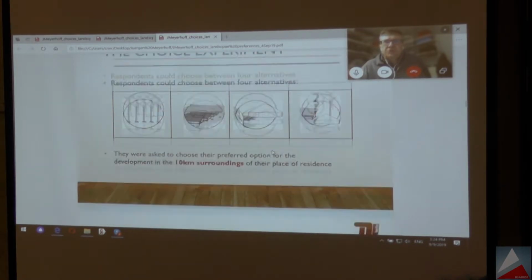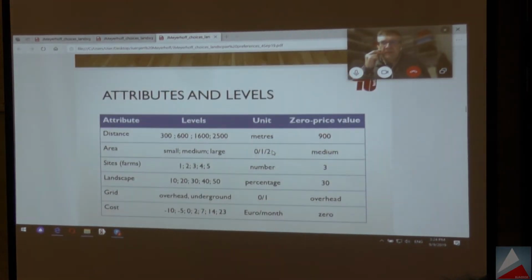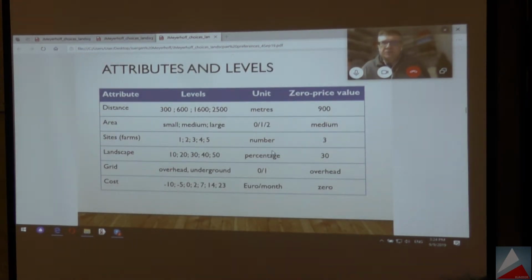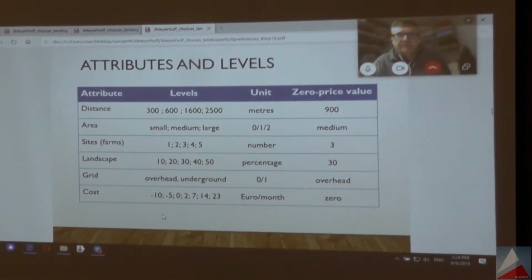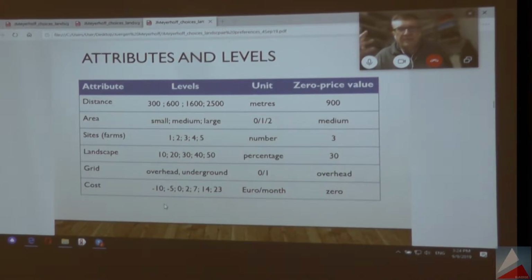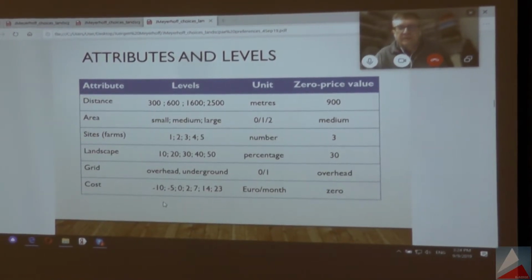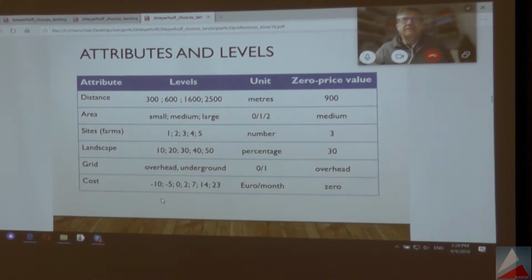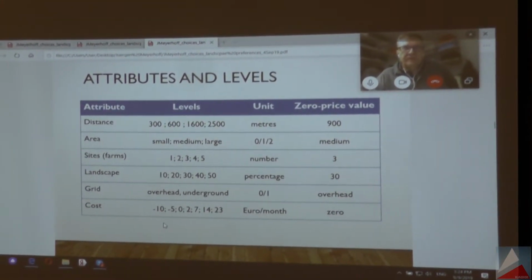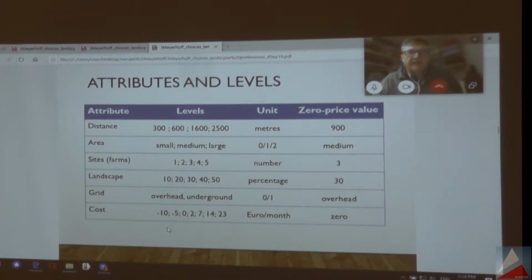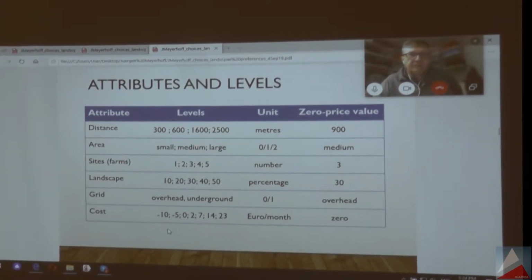To create this choice set, we use the following attributes and their levels, which you should see now on a table. The first attribute we used was distance to place of residence, for the question whether, for example, a farm is built 600 or 1,600 meters away from people's place of residence, because many studies indicate that this is an important characteristic of renewable energy production sites.